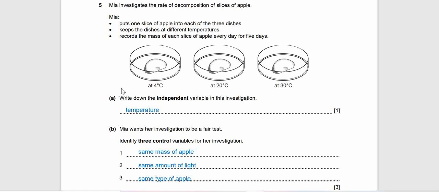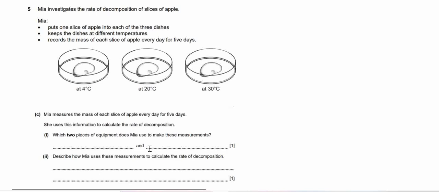Next, question 5C. Okay, we see 5C, Mia investigates the rate of decomposition. Same thing. Now in C, Mia measured the mass of each slice of apple every day for 5 days. She uses the information to calculate the rate of decomposition. Which two pieces of equipment does Mia use to make these measurements? See part 1, 10 seconds from now.